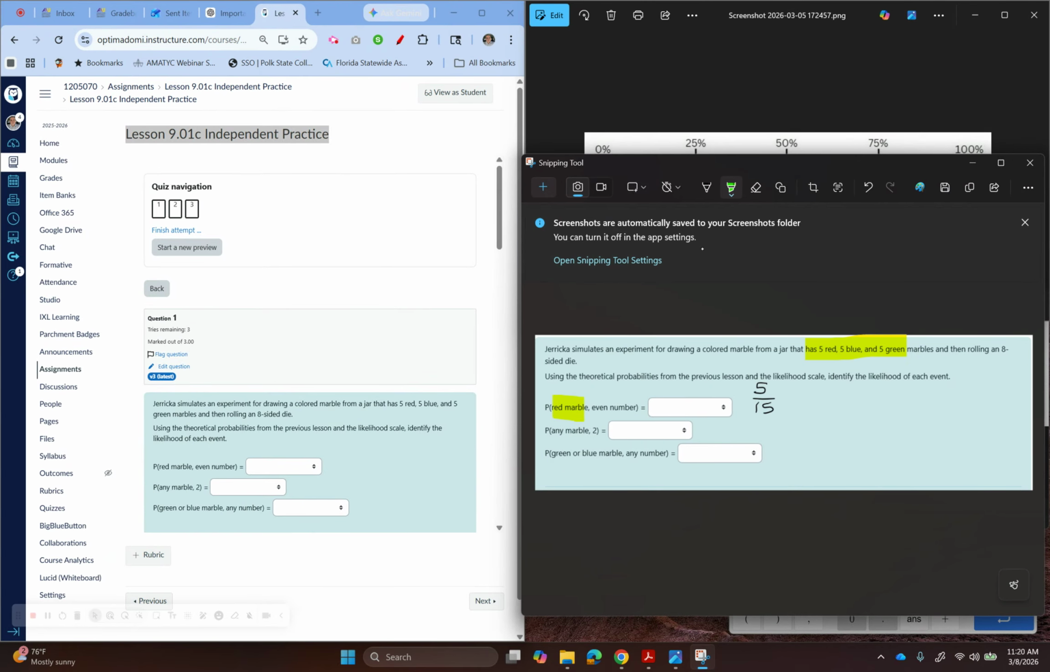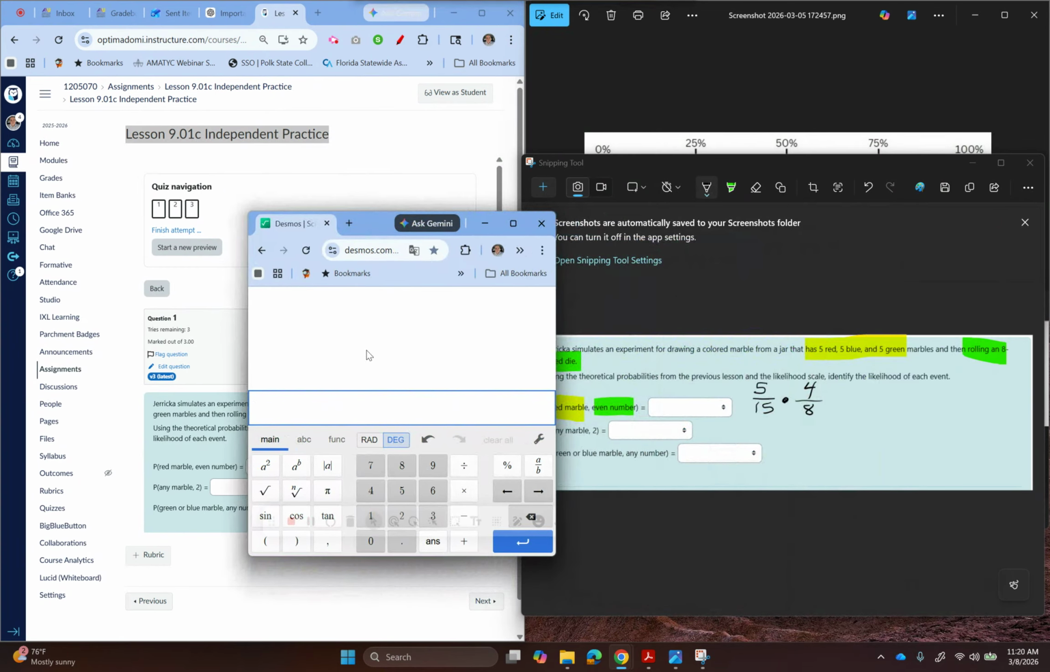Now, I want to find out the probability that when I roll an 8-sided die, it comes out to be even. An 8-sided die has 8 numbers. And out of those 8 numbers, half of them, 2, 4, 6, 8, are even. Then I'm going to multiply these probabilities. That's why I'm going to need my calculator here. So I'm going to multiply 5 out of 15 times 4 out of 8.